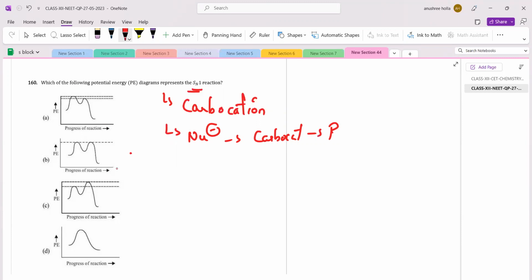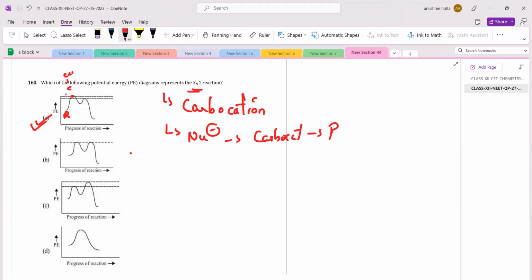Now, the right answer for this question is this. This is a graph which represents your SN1 reaction clearly. So here if you observe, the starting point is the point where the reactant lies. Now, the energy of the system is increasing, and you can observe that at this point the energy is at peak.